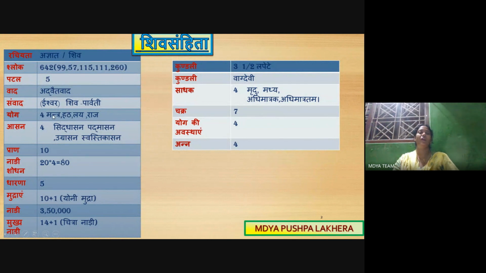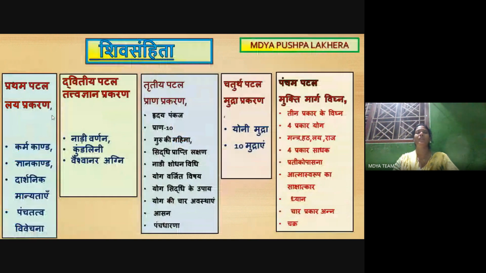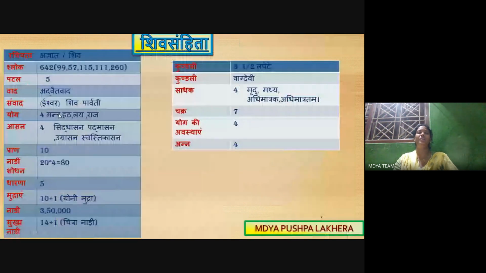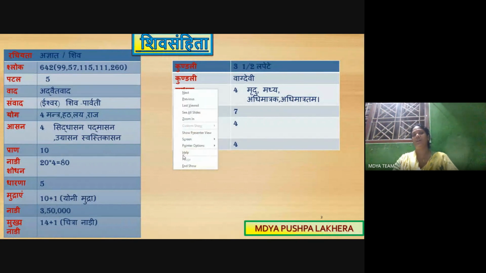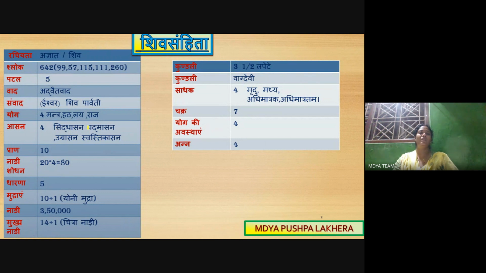So here in the Shiva Samhita, Lord Shiva is telling that first will be the mantra, the second one is the hatha, the third one is laya, and the fourth one is rajya. Okay, and 4 asanas are described here: siddhasan, padmasan, ugrasan and swastikasan. If you have seen siddhasan, padmasan, swastikasan, these are the common names. But here there is one more asana, that is the ugrasan.